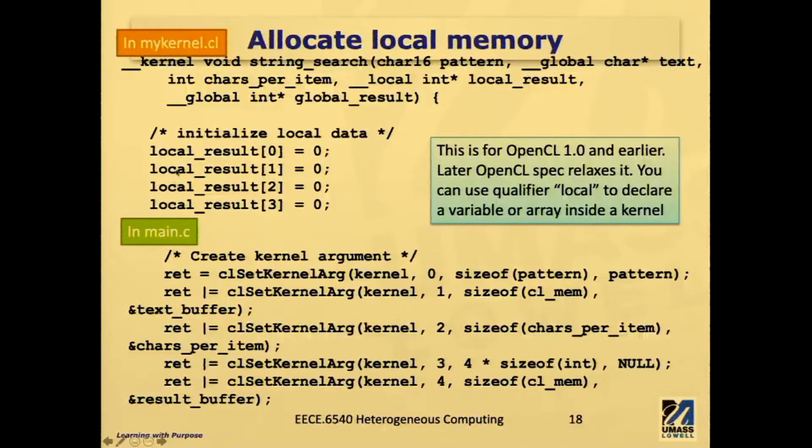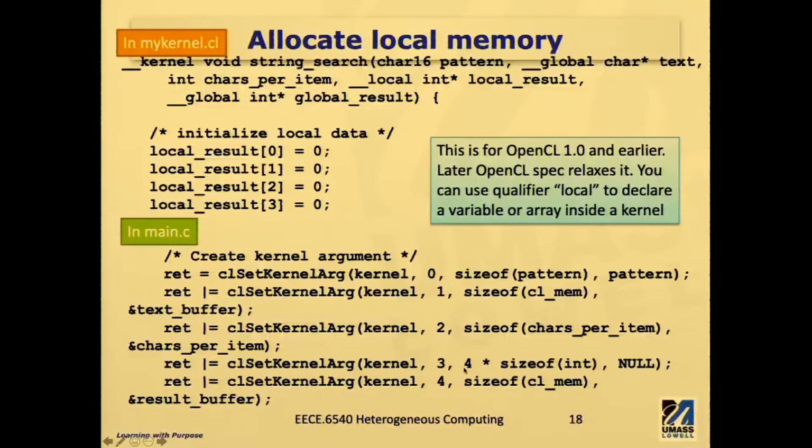Now, you don't see a malloc or a calloc, any kind of dynamic memory allocation in the kernel function, because it does not support dynamic allocation in the kernel function. And the way to really allocate that is to use this set kernel argument API in the host. So in the main.c, in a host program, when you initialize these kernel arguments, you actually use this method to indicate I want to allocate a certain size of local memory space. In this case, because this is the fourth argument, 1, 2, 3, 4, this is the fourth argument of this kernel function, and the index to that argument is number 3. So this is in fact the local result.